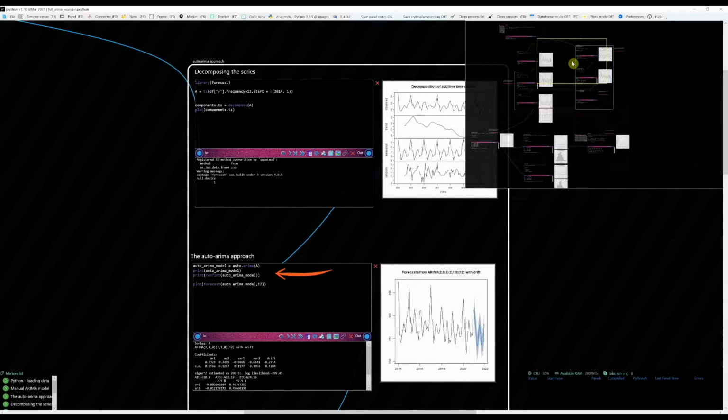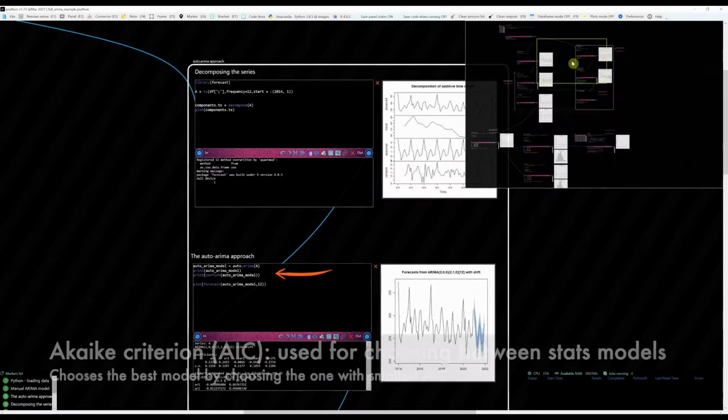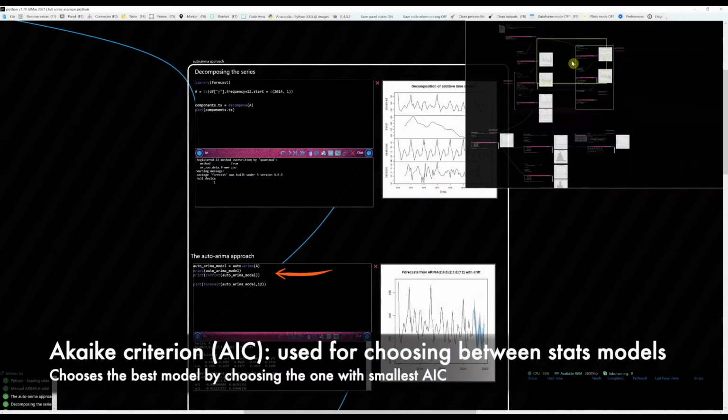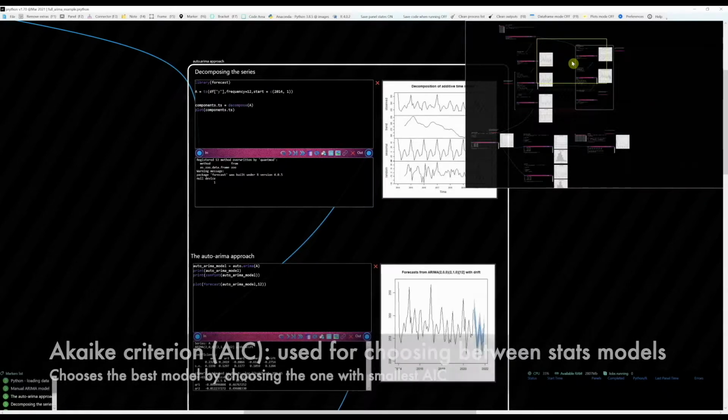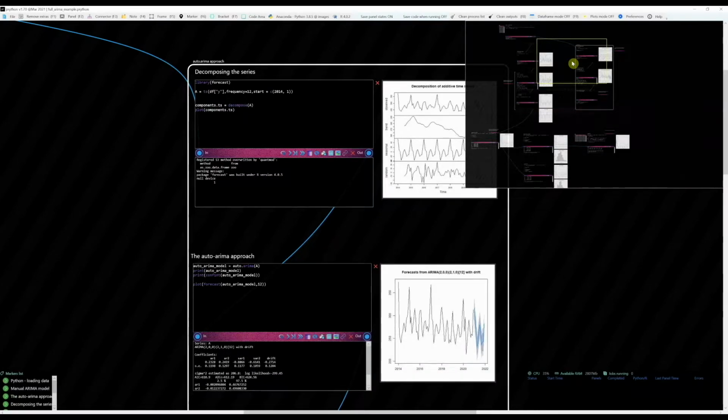Anyway, let's run auto.arima. This function calculates many ARIMA models and chooses the one that's best. In order to define best, it does comparisons based on the Akaike criterion. Basically, every statistical model has an associated Akaike number, and it chooses the one with the smallest value. The theory behind Akaike is somewhat complicated and I won't discuss it here.